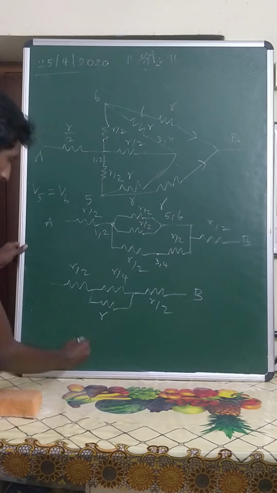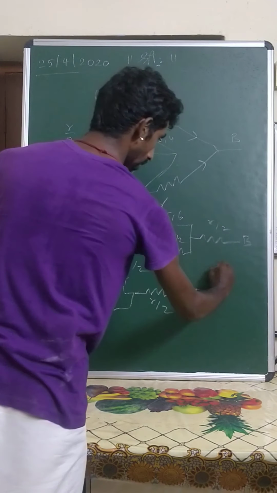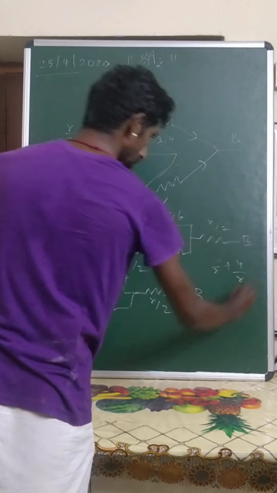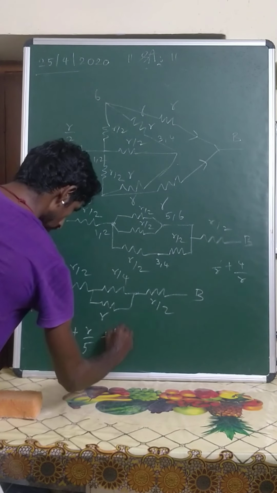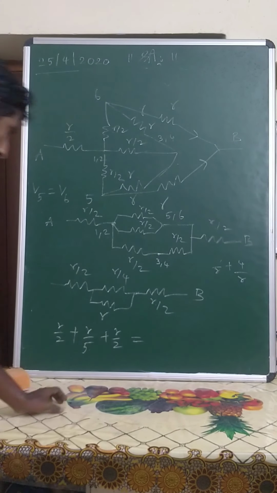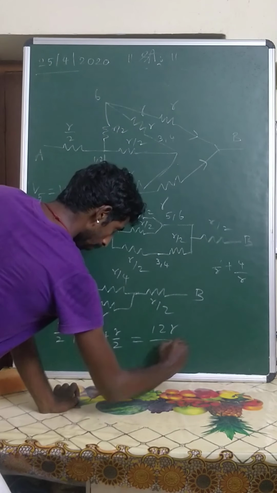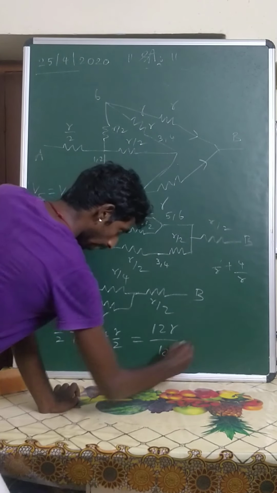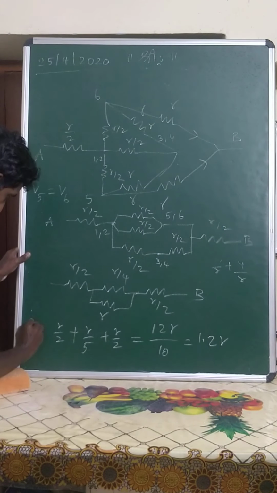So finally I am adding all those things. R by 2 plus R by 4. 1 by R plus 4 by R. So we are getting 5 by R. So R by 5. R by 5 plus R by 2. So finally the answer will be, so LCM should be taken. So finally what answer we are getting? 5, 10, 12. 12 R by 10. Okay, 12 R by 10 means 1.2 R. So this is the resistance across AB.